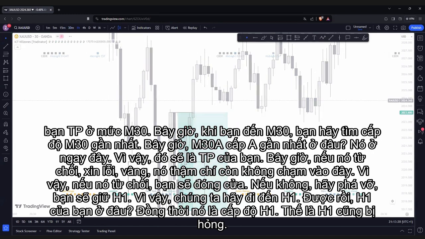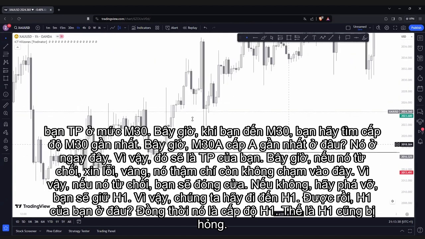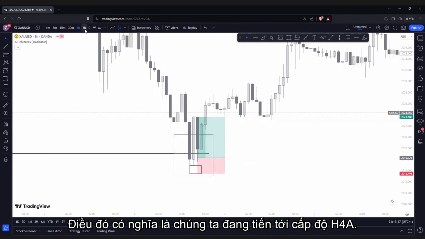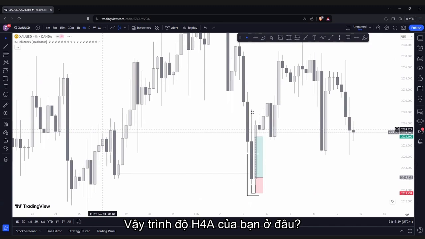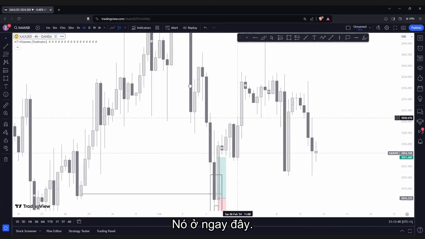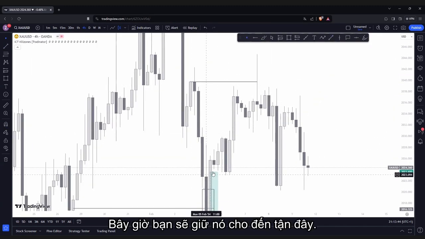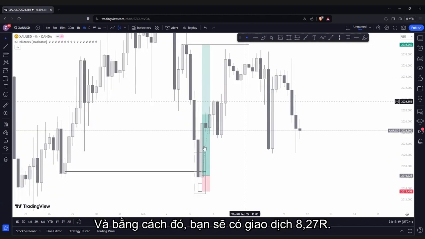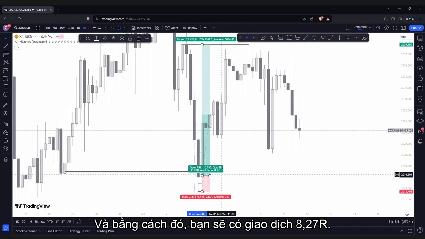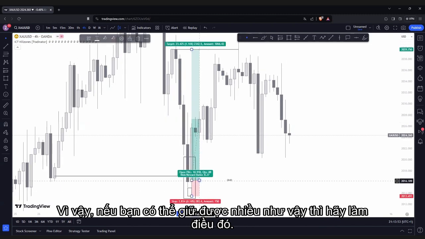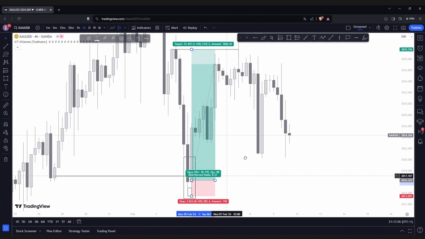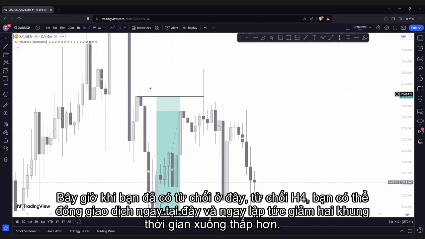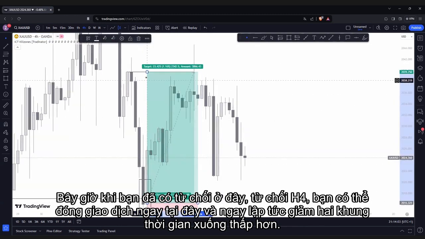So let's go to the H1. It is an H1 level at the same time, so the H1 also got broken. That means we're going to the H4 A level. It is right here, that is very far. You're going to be holding that all the way up to here, and by that, you're going to have an 8.27 R trade. If you're able to hold that much, then just do it. Just follow the rules.